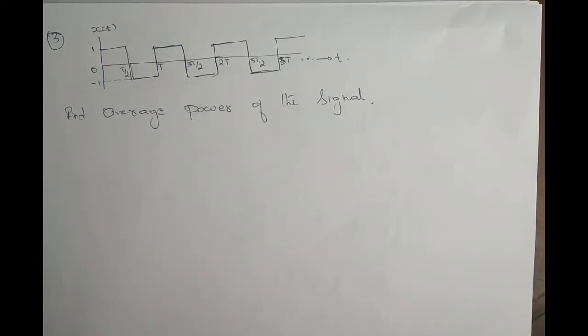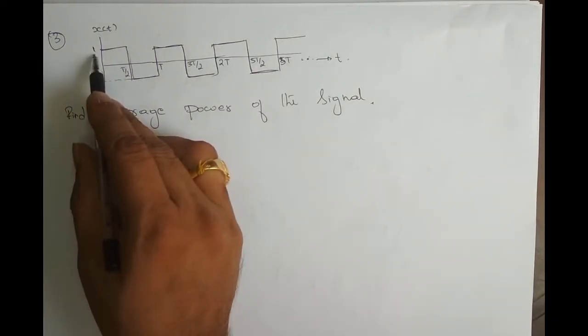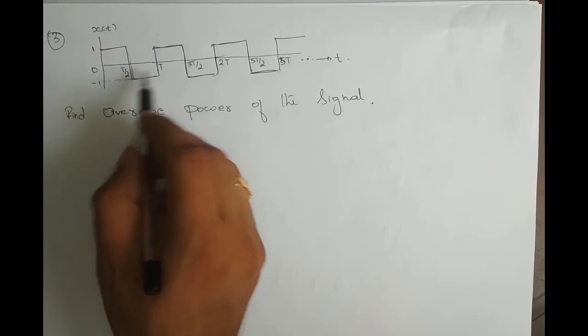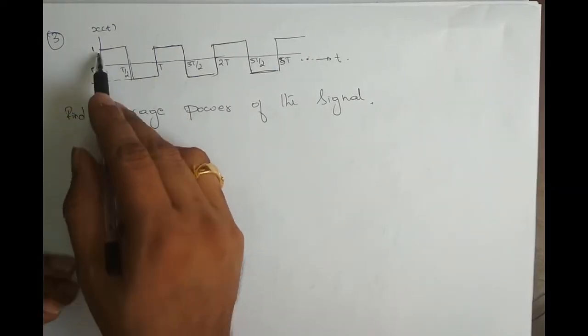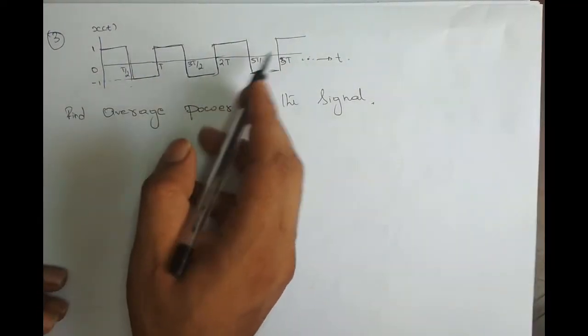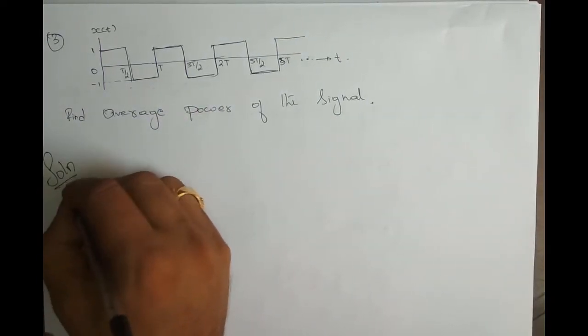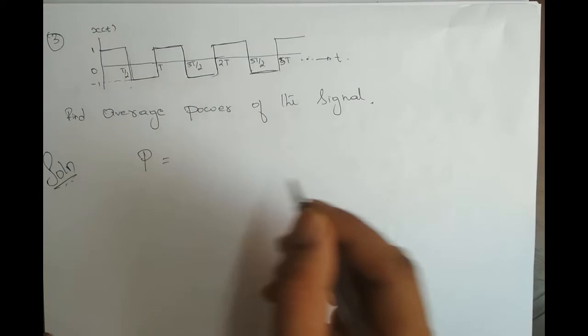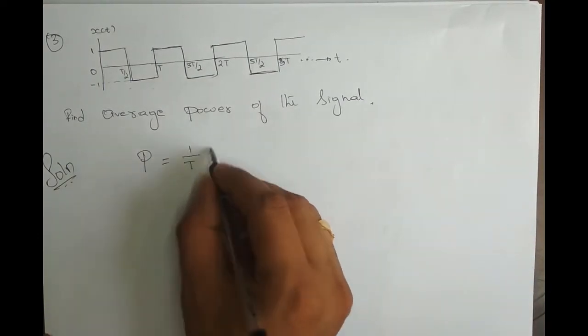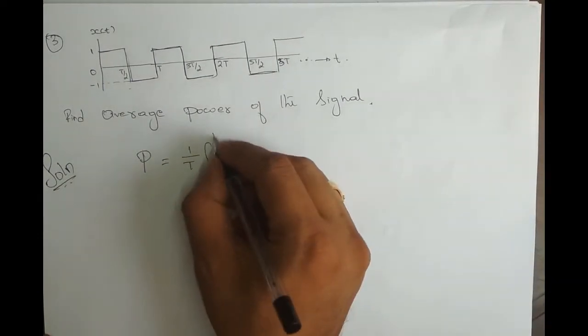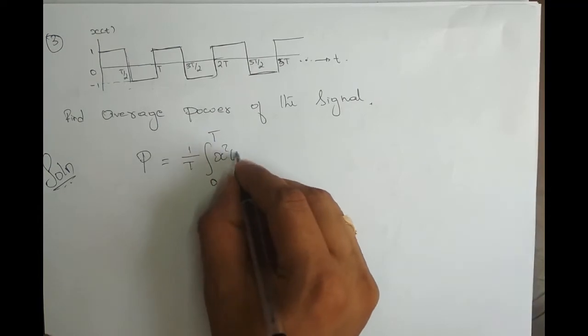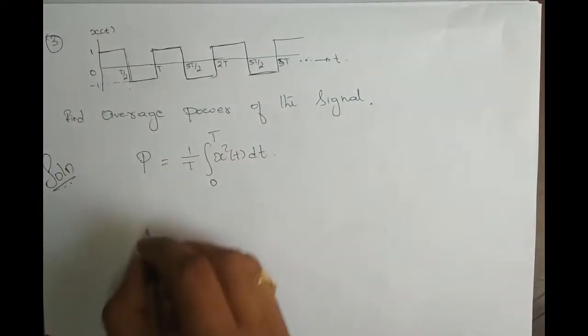Now what is the amplitude of this signal? For t varying from 0 to T by 2, the amplitude is 1, whereas for t varying from T by 2 to T, the amplitude is minus 1. So plus 1, minus 1, plus 1, minus 1, it continues. Solution: how do we find power? It is 1 by capital T times the integral from 0 to T of x square of t dt, as per the formula.